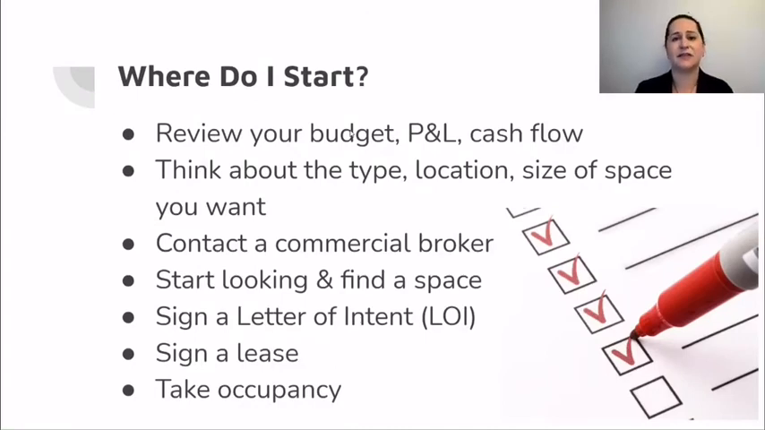Then the next step that actually formally starts the process is your broker will prepare a letter of intent for you, outlining for the landlord what you'd like to see in the lease. Your base lease rent, what your triple nets are estimated to be, what you're looking for in signage, what type of business you're going to be putting in there. Once you agree on what is in that letter of intent, the landlord is going to prepare a lease. You're going to review it, negotiate the lease, and then sign it. And then eventually you'll take occupancy, depending on when you're supposed to take occupancy as outlined in your lease.